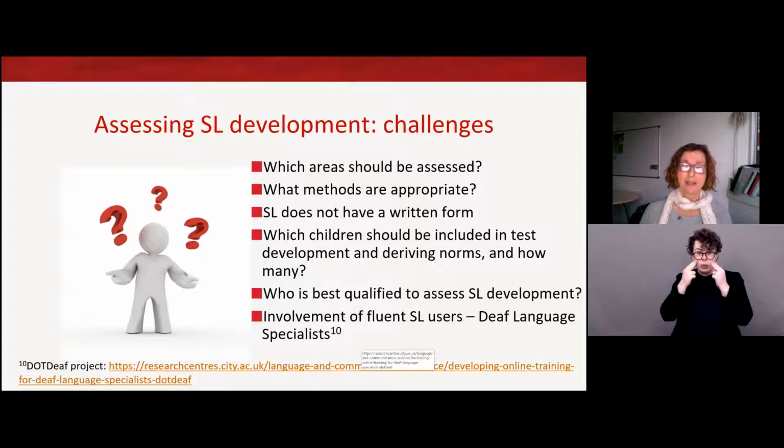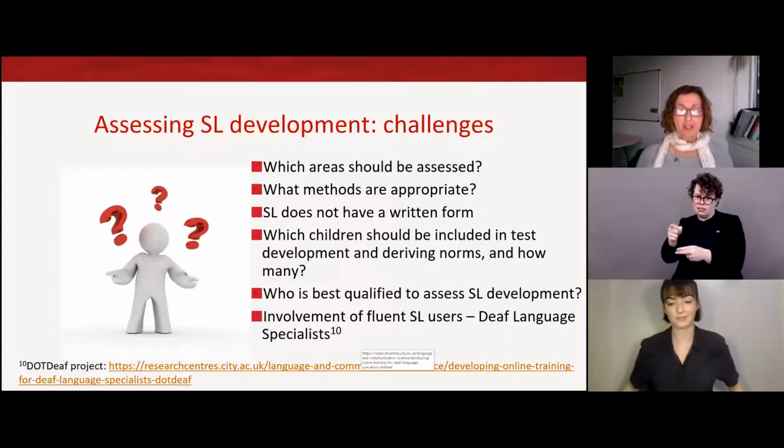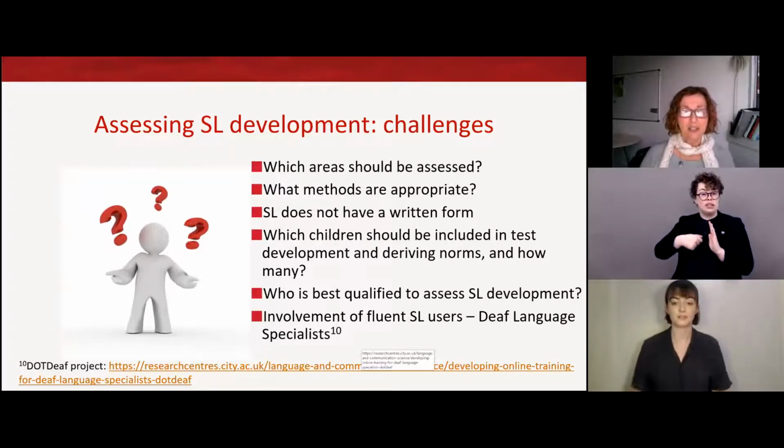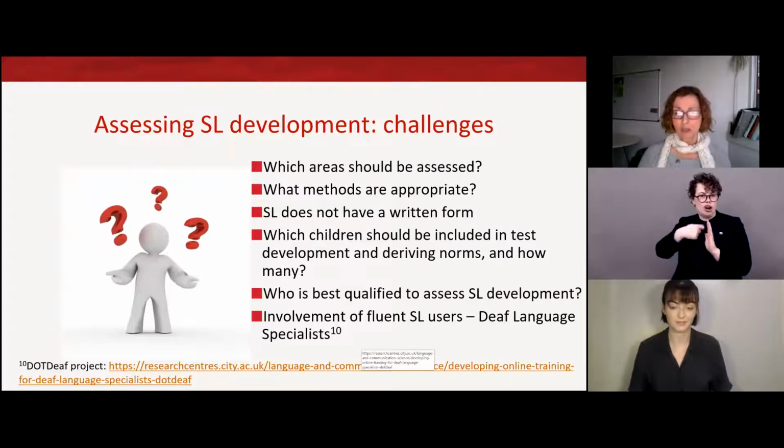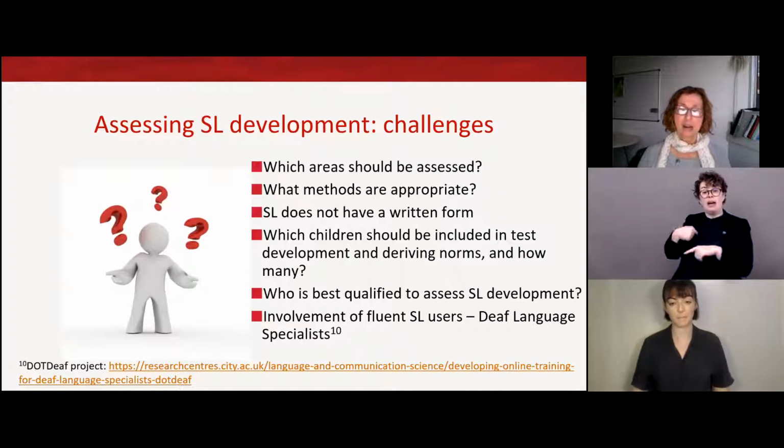You need to have fluency and insights into the language. And lots of deaf people have these insights and are ideally suited to be carrying out these sorts of assessment. And in the project that Elizabeth mentioned, the .deaf project, which I hope many of you have come across, we have started to develop training for a group of deaf professionals working with deaf signing children, who we've called deaf language specialists, who we think are ideally suited to carry out assessments, to deliver interventions in sign language.